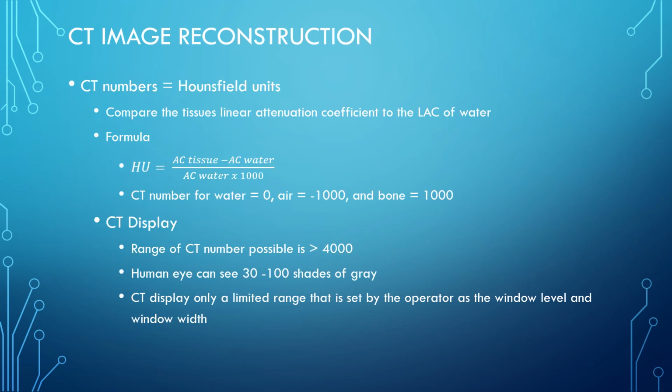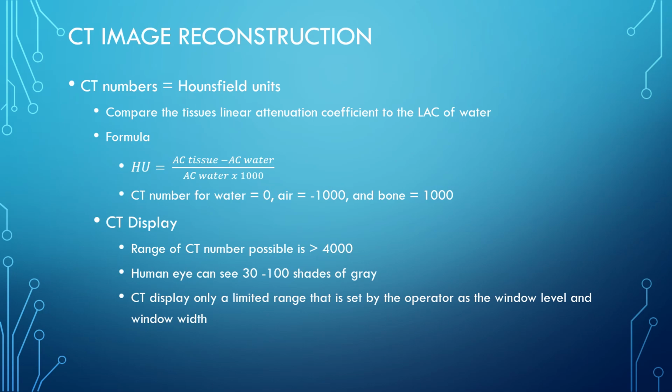Now, when it comes to CT image reconstruction, there's a couple important terms. The first one is the Hounsfield units. This compares the tissue's linear attenuation coefficient to the linear attenuation coefficient of water, so it's basing everything on the density compared to water. The formula for that is the attenuation coefficient of tissue minus the attenuation coefficient of water, divided by water, times 1,000. The CT number for water, or the Hounsfield unit, is 0. Air is negative 1,000, and then bone is 1,000.